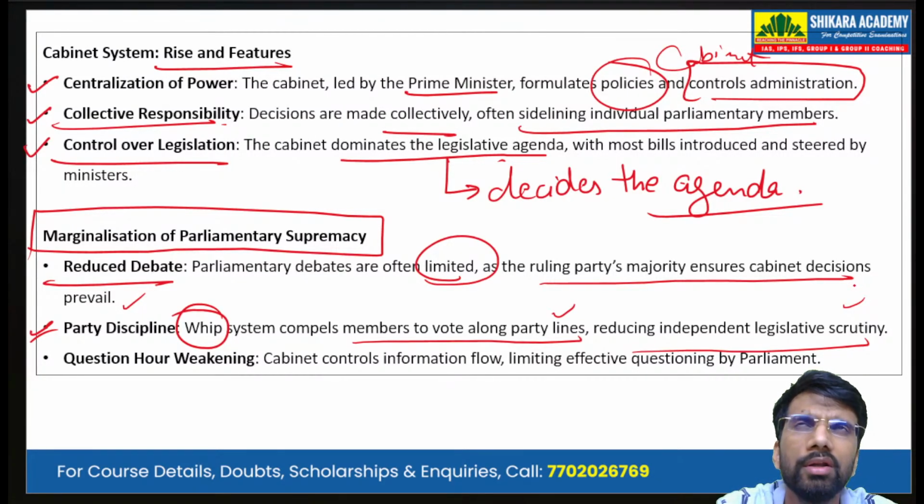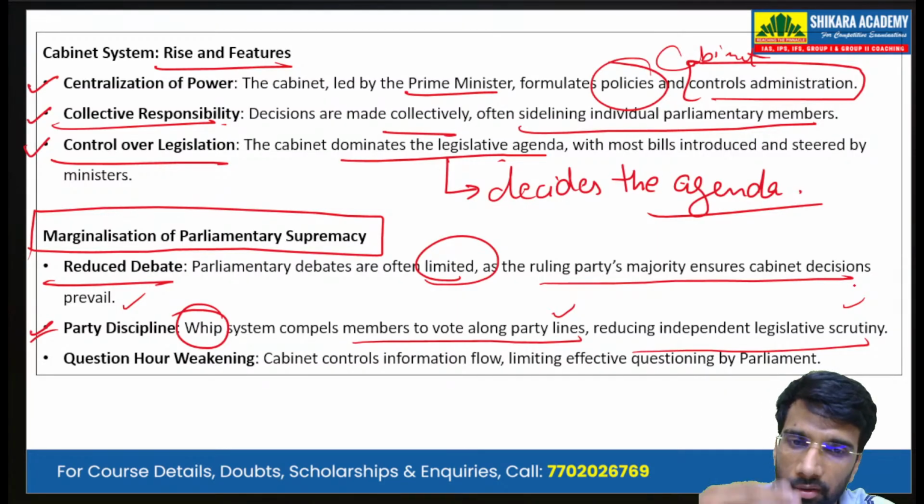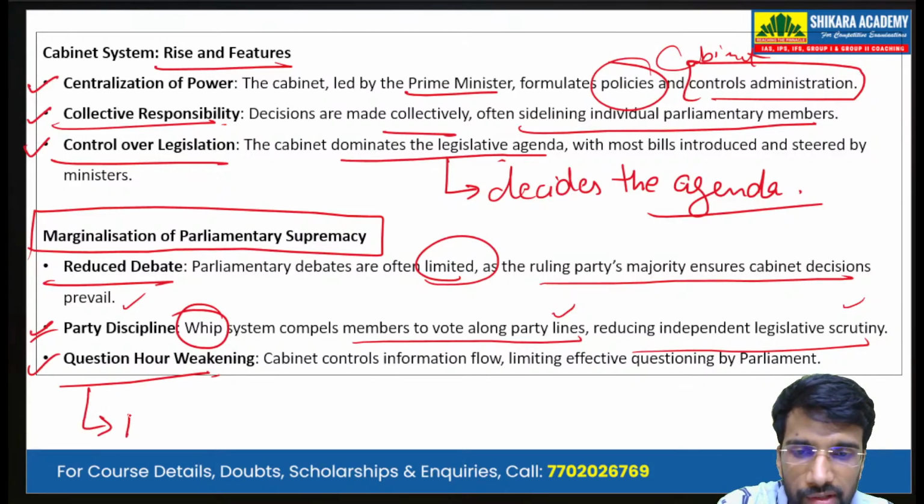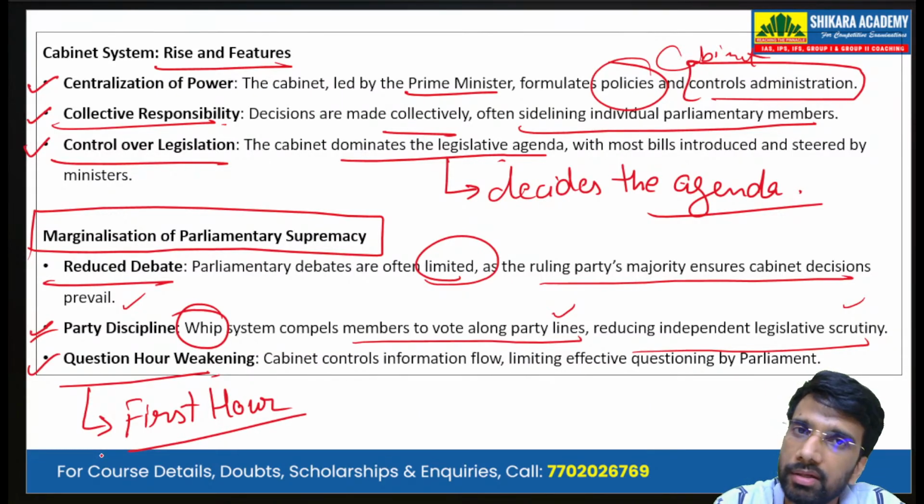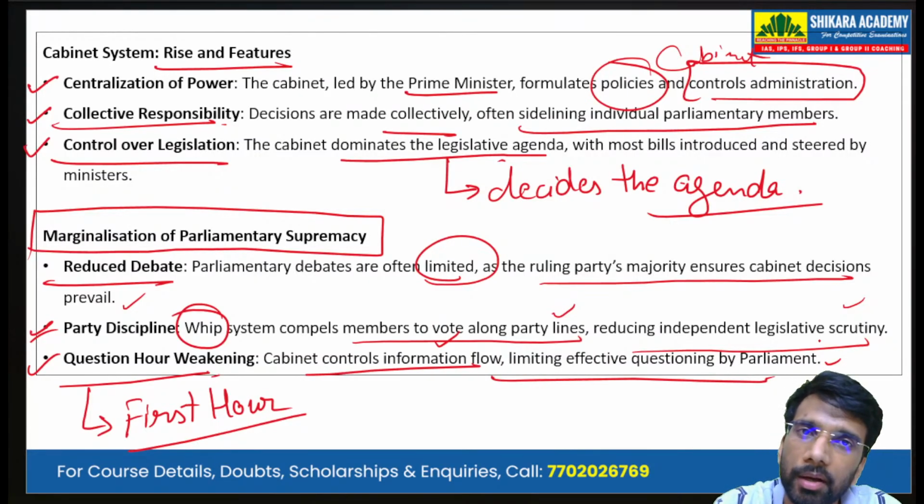The importance of the individual's viewpoint is getting reduced day by day. Third is the weakening of the question hour. We all know that the question hour is the first hour in the day when the parliament sitting is taking place. The cabinet is controlling the information flow. It is limiting the effective questioning by the parliament.